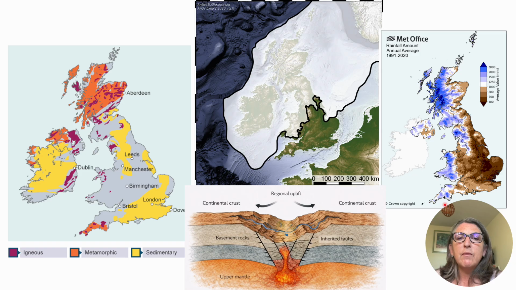This is a map of the rainfall. You can see it's much wetter on this side of the country because the rain sweeps in from the southwest, from the ocean. This is the weather system, and as it hits the land, that side is much wetter. All these things come together.